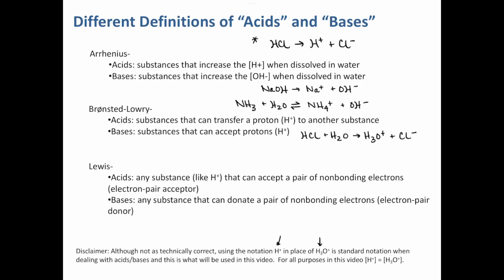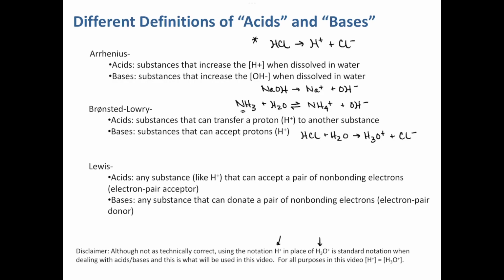When we think about the Brønsted-Lowry definition of acids and bases, this is a slightly more general definition where acids are considered substances that can transfer a proton or donate a proton to another substance, and bases are substances that can accept protons. So you can see something here like ammonia that would be a Brønsted-Lowry base, functions to accept a proton, and also an Arrhenius base because it's a substance that increases the hydroxide ion concentration when dissolved in water.